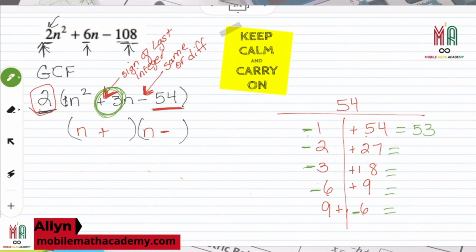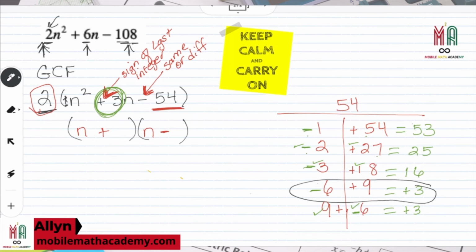So we're going to look at all of these and see which one of these combinations is going to give us a positive 3. 27 minus 2 gives us 25. 18 minus 3 gives us 16. Negative 6 plus 9 gives us a positive 3. Positive 9 minus 6 gives us a positive 3. All right, so right now you should be able to tell which combination works.